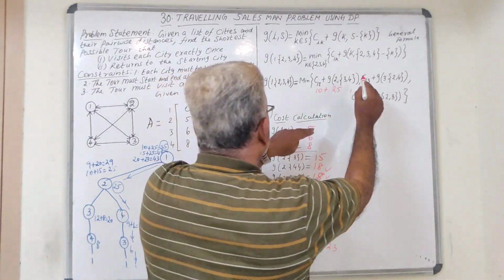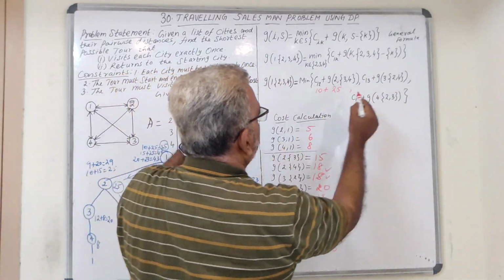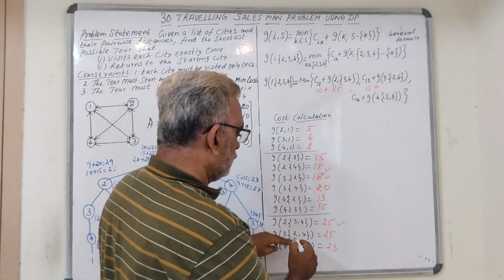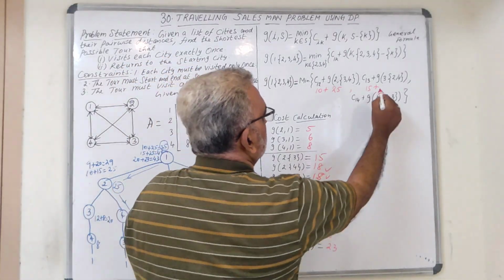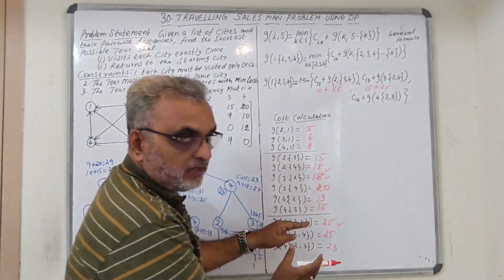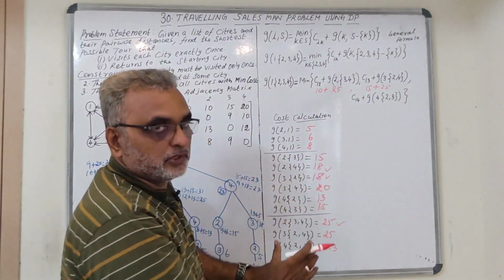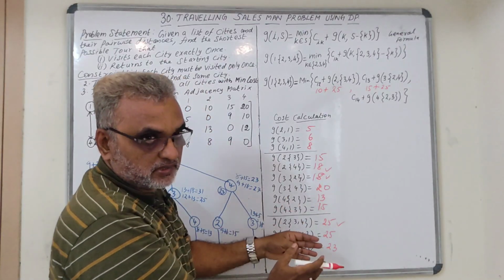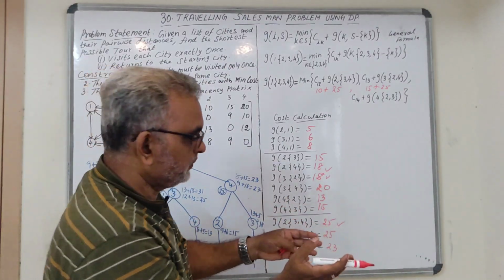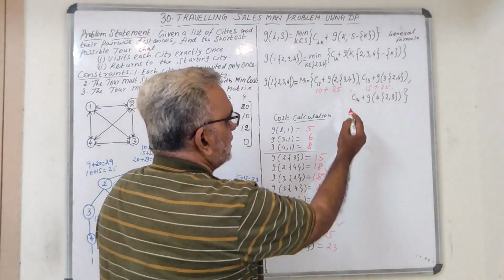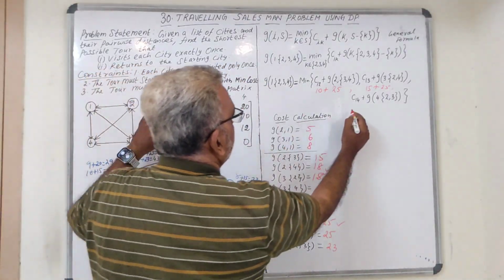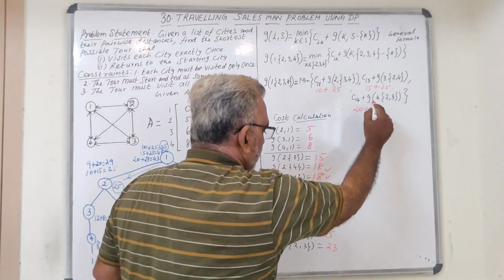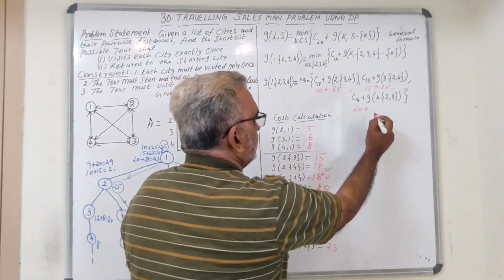Comma. The cost of reaching 1 to 3 is 15, plus the cost of reaching 2, 4 from 3, which is 25. I am just writing the values from the previous solutions. All these are the step by step solutions. So that is dynamic programming. Similarly, the cost of reaching 1 to 4 is 20, and the cost of reaching 2, 3 from 4 is 23.